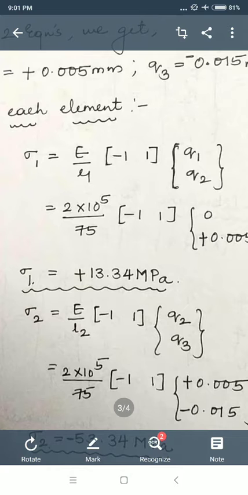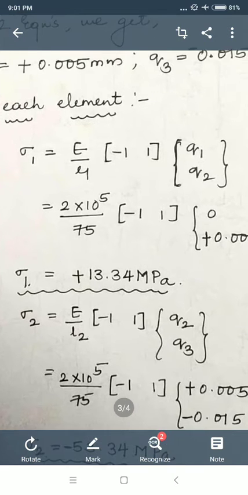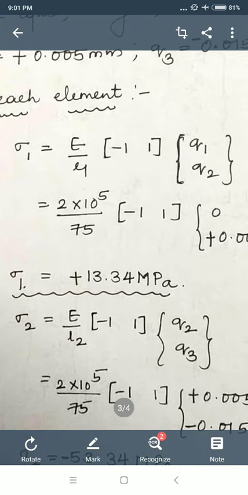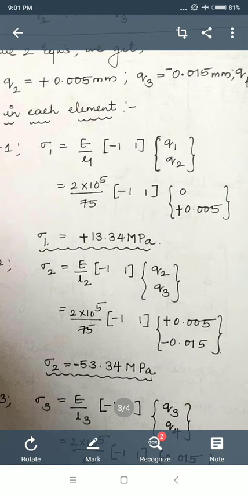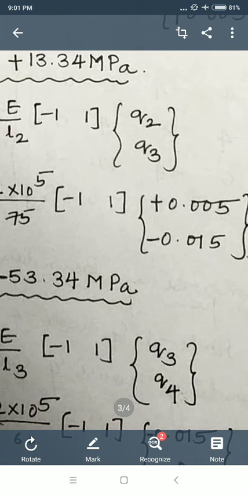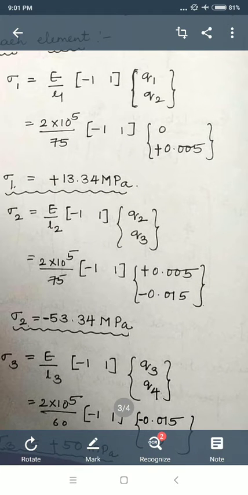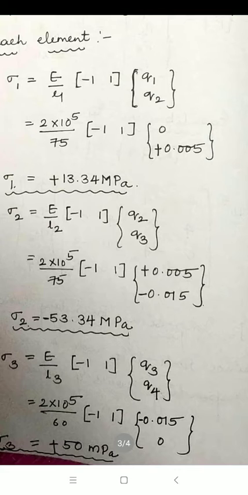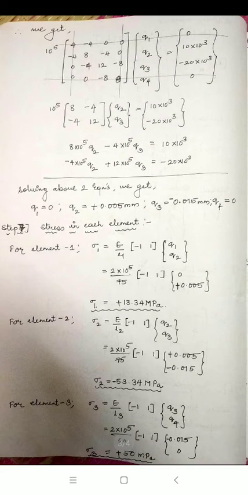Similarly for element number 2, sigma 2 equal to E upon L2 times minus 1, 1, Q2, Q3. Q2, Q3 because the nodes for element number 2 are 2 and 3. Similarly, calculate this one. Sigma 2 we are getting as minus 53.34 megapascal. And for element number 3, in the equation I have written Q3, Q4 because for element number 3, the nodes are 3 and 4. Substitute here and find the value of sigma 3. That we are getting as 50 megapascal. This is how to find the stress in each element.